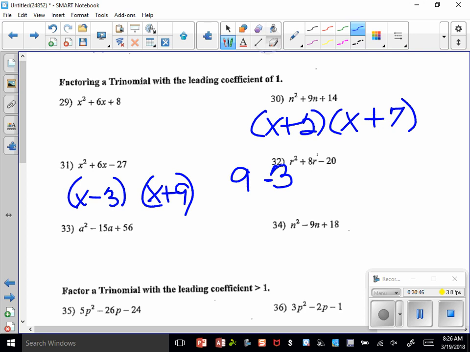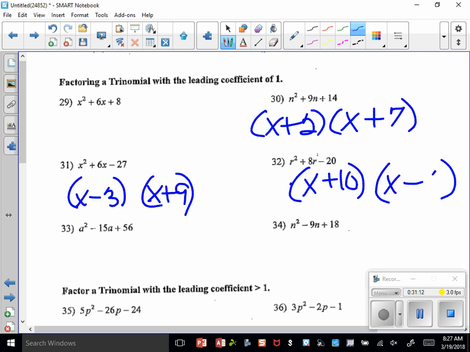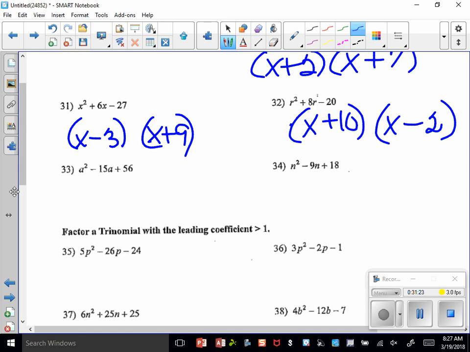All right, let's do number 32. So what times what gives you negative 20, but will equal a positive 8? Yes, Jordan. All right, 2 and 10. So which one needs to be positive? The 10? Yes. Okay, so x plus 10. And what was the other factor? Minus 2. Okay, so does everybody see why you wouldn't necessarily have to do the X method for when the coefficient is 1? You really don't need to do that.